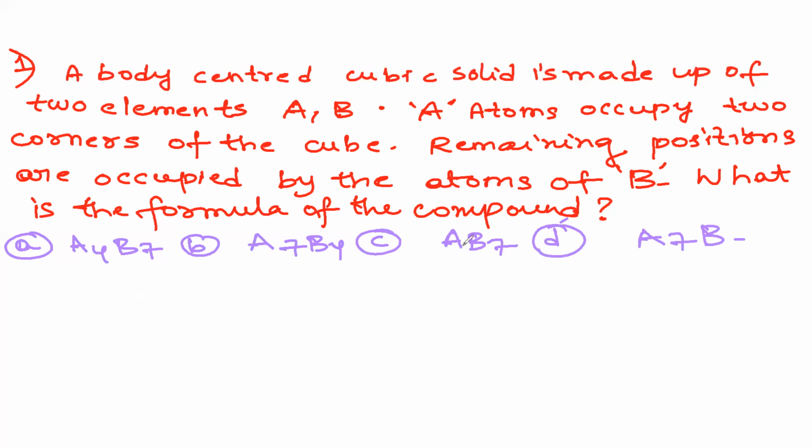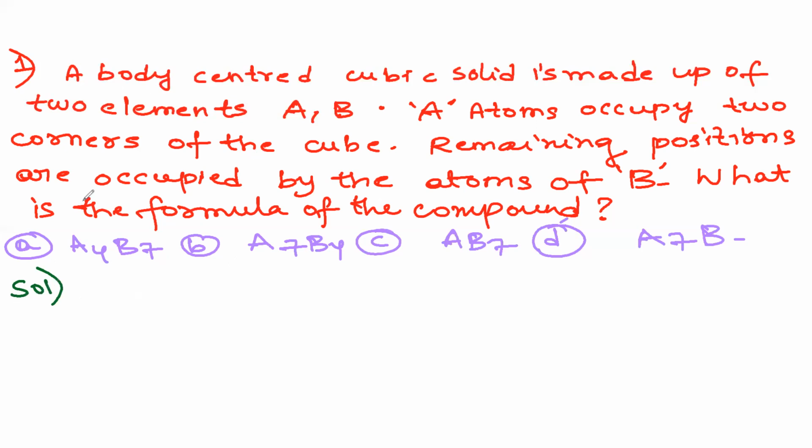Just see here. They have clearly mentioned a body-centered cubic solid, made up of two elements A and B. Here, a body-centered unit cell consists of atoms occupying all the corners and one at the center. But here A and B are given. A atoms occupy only two corners of the cube. So out of 8 corners, A is occupying only 2 corners, and the remaining 6 corners and the one at the center are occupied by B. So by this you can write the answer.